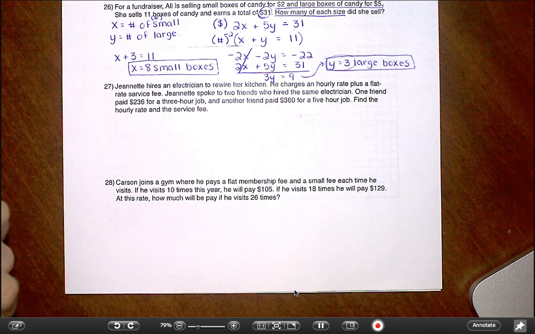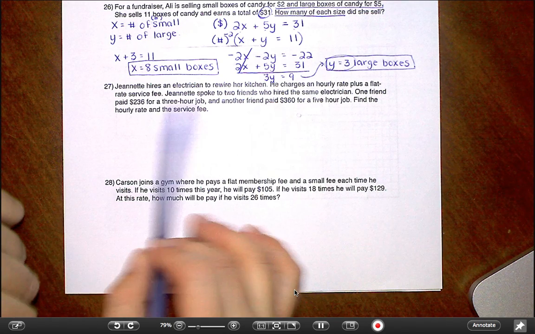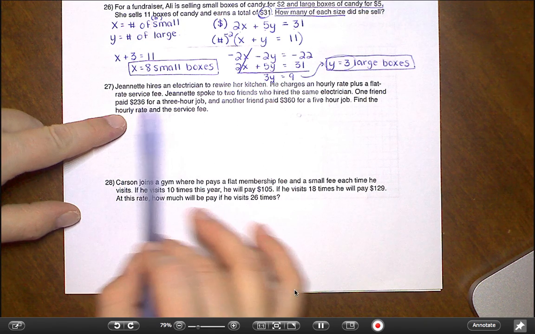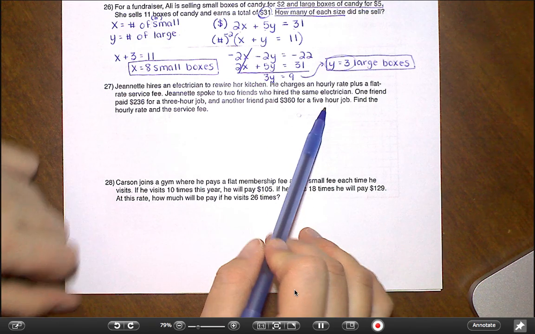Jeanette's looking to hire this electrician. She talked to 2 of her friends who hired the same electrician. The one friend had a 3-hour job and paid $236. Another one paid $360 for a 5-hour job.